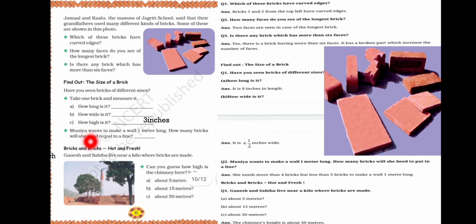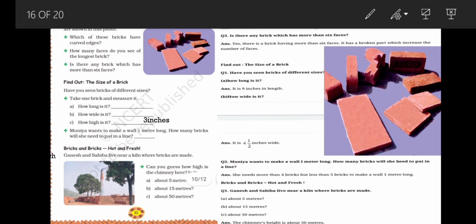Okay. Now Munya wants to make a wall 1 meter long. How many bricks will she need to put in a line? So if Munya wants to make a wall of 1 meter, she must know how many inches are in 1 meter. So in 1 meter there are 39.37 inches.